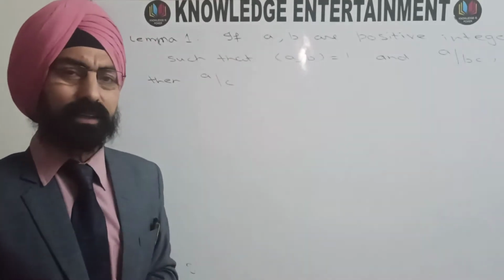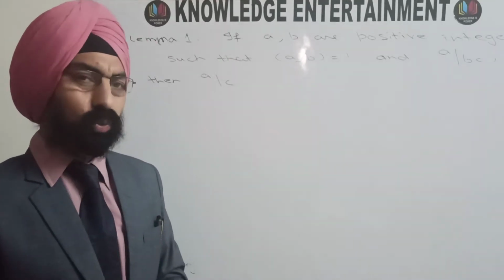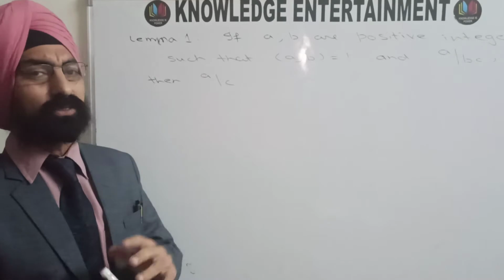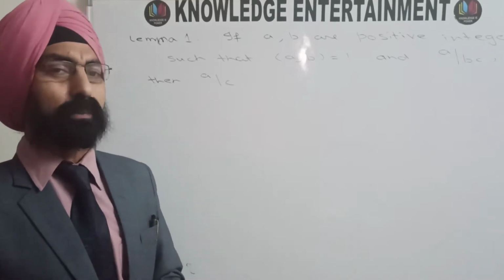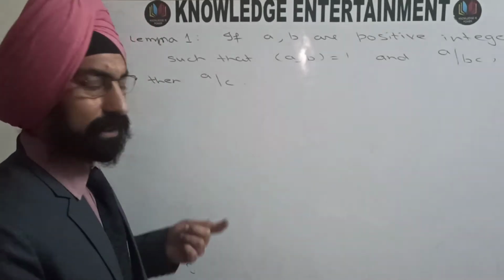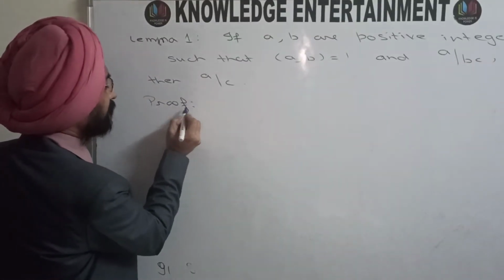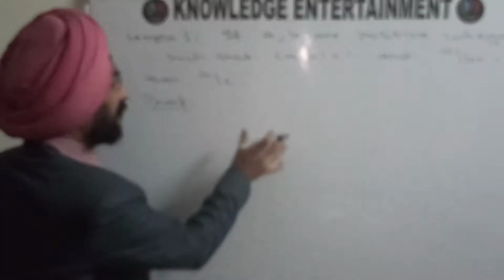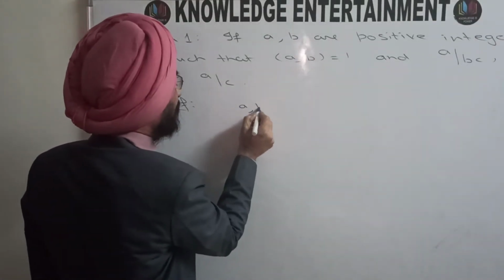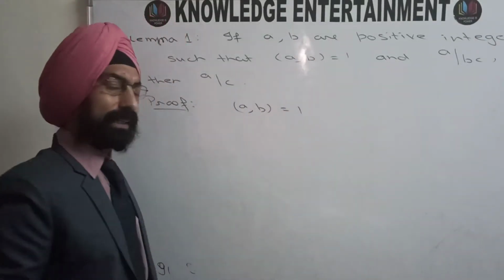First we will prove this lemma, then we will move on to lemma 2, and after proving these two lemmas we will move on to the main theorem, that is the fundamental theorem of arithmetic. So let us prove this first. So what is the proof? It is very easy. Here we are given that the GCD of A and B is 1.